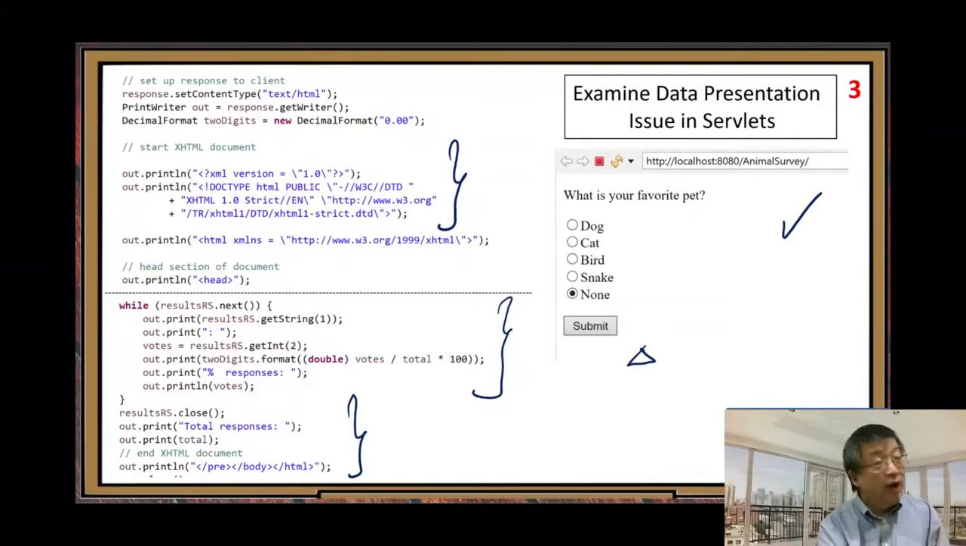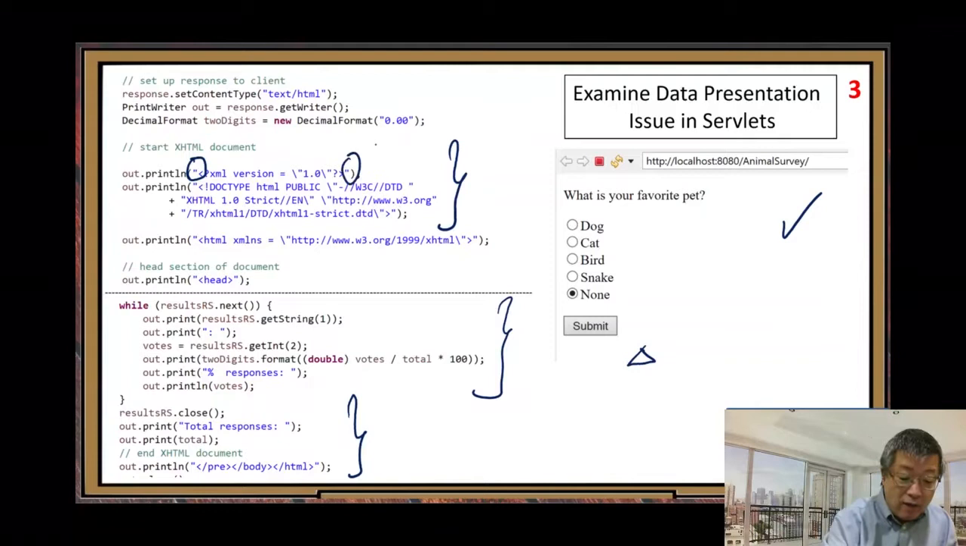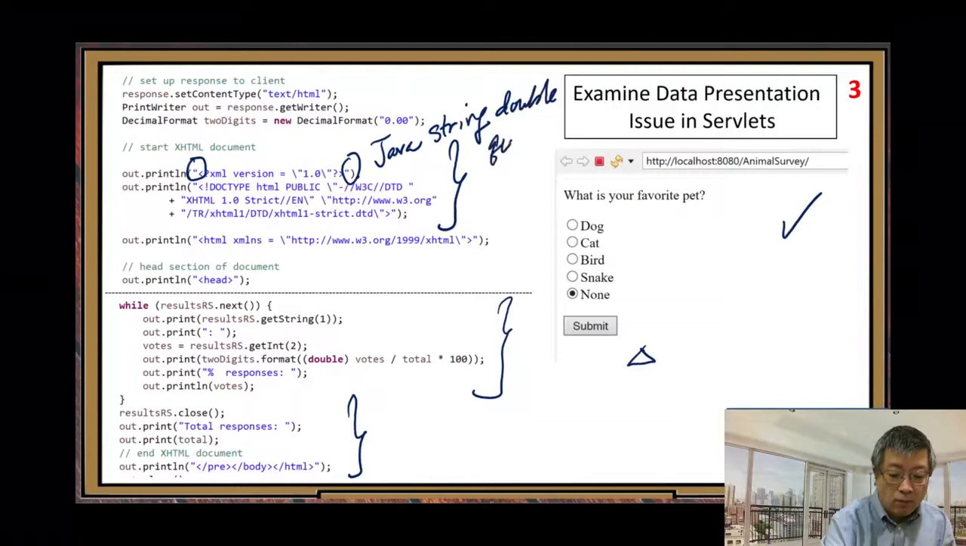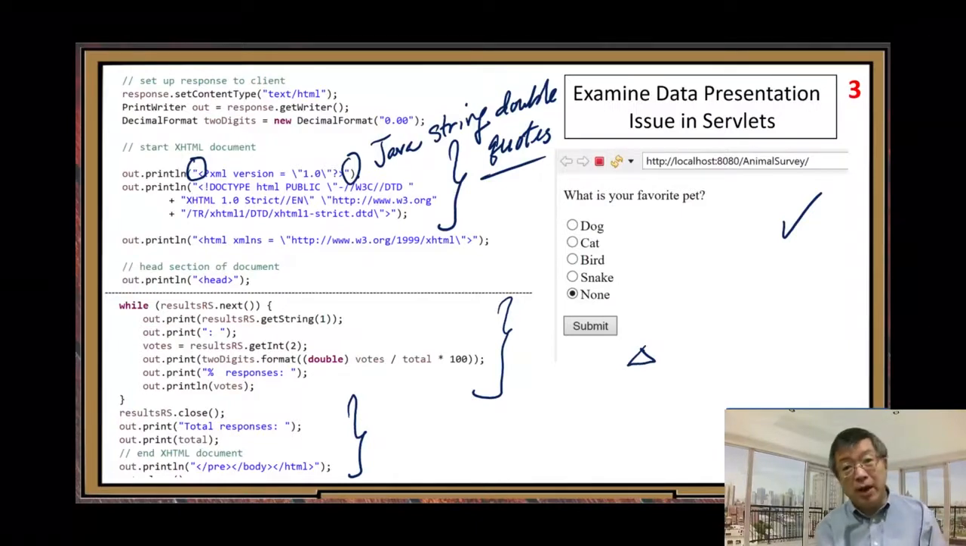All right, so we know when we need to generate Java strings, here we use double quotes, right? That's the Java string double quotes. But in your HTML content, think about your HTML content. Do you need to use double quotes in your HTML content? Yes, you need. So look at this part.